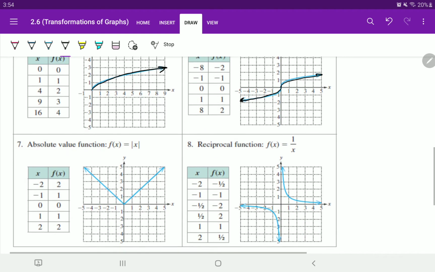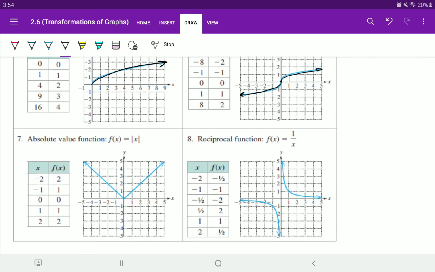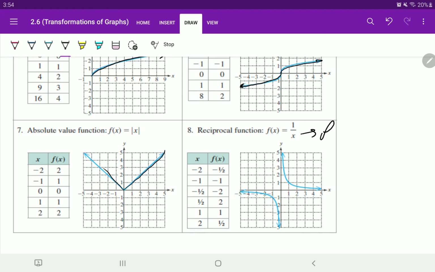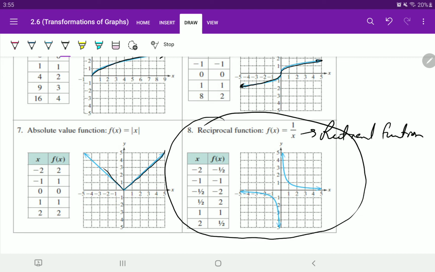You have the absolute value function. It looks like a V. And then we have a reciprocal function, which we call a rational function. A basic rational function. And we'll learn about rational functions in the last lecture of the semester.